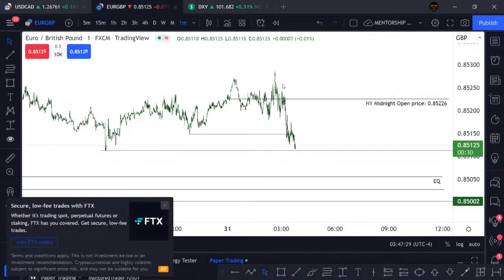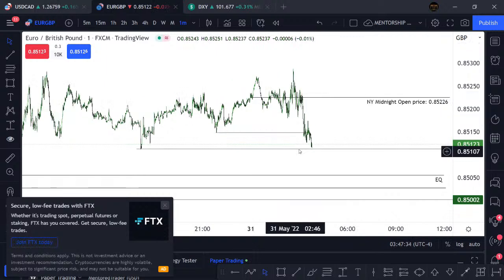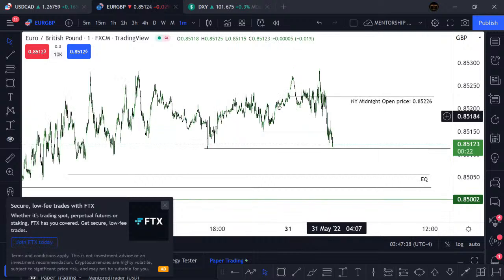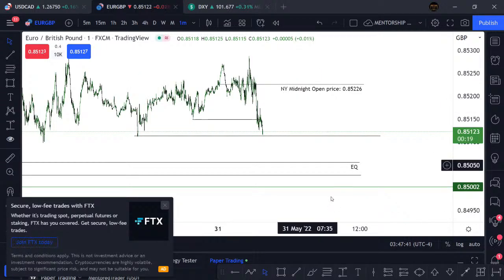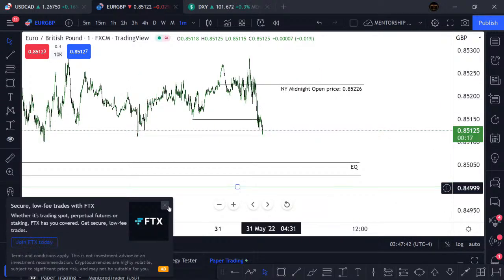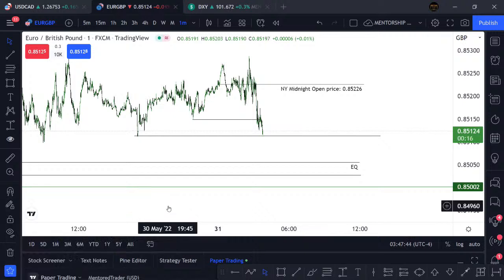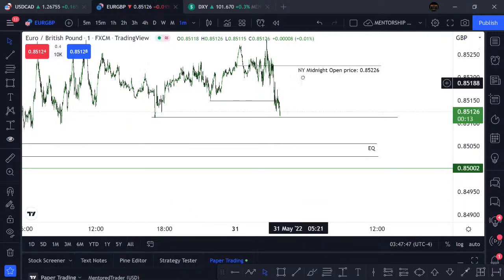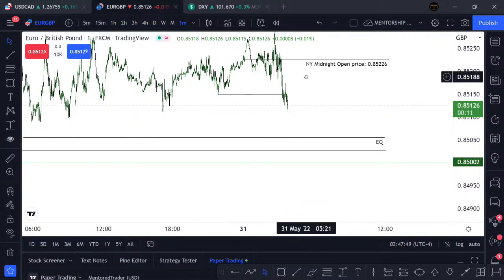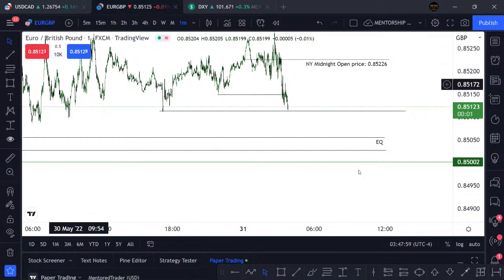Okay, so let's go ahead. We see we are trading below. We are approaching this low. So price is approaching this low. Let's wait and see. Approaching the equilibrium here. So at the New York Open, I would want to see myself go long on this pair.